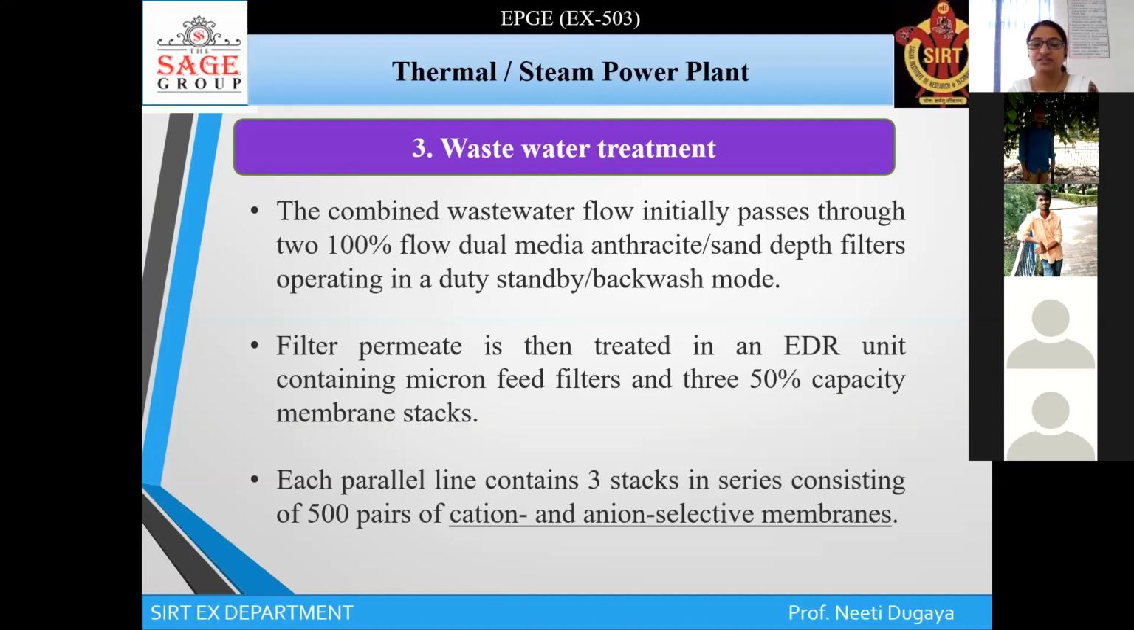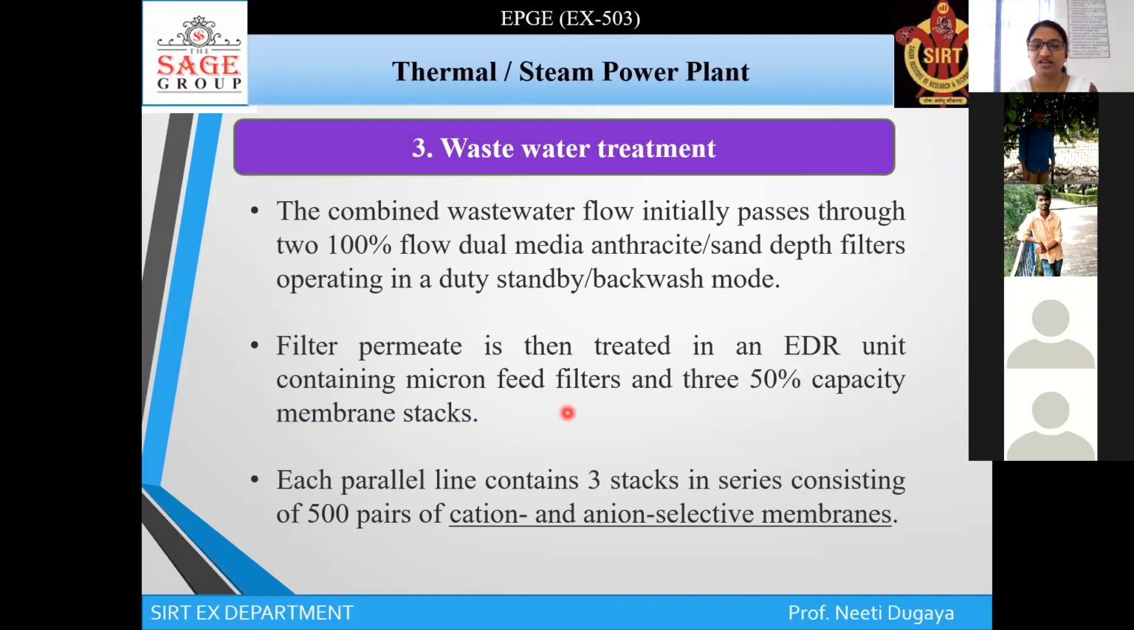The EDR unit contains micron feed filters and 350% capacity membranes. The EDR unit filters the precipitates very keenly and observantly. As you can see, the word is written here, micron. The micron feed filters clean the water at the micron level, right? Micro means 10 to the power -6. So this much tiny amount of solid waste can be treated with the help of micron feed filters.